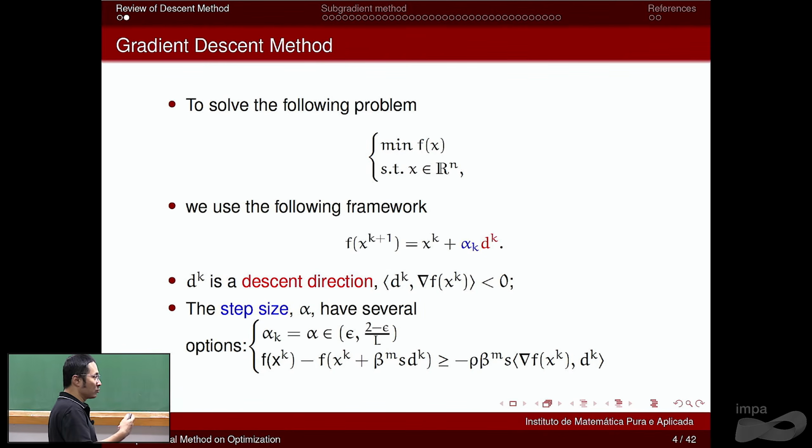You do a backtracking until you find some point. Here, the smallest m for which this inequality is satisfied, okay? This inequality is also called the sufficient descent condition.